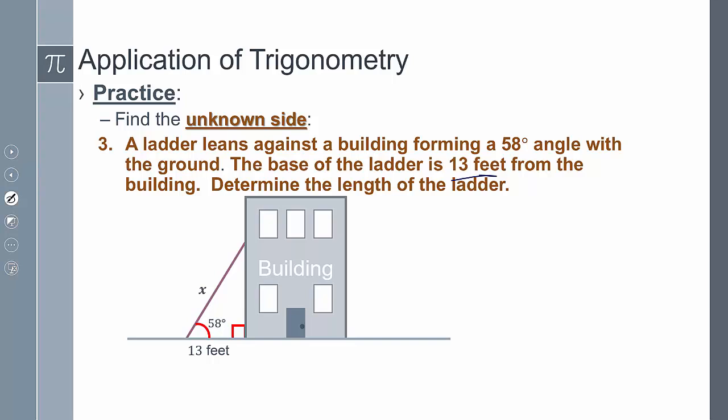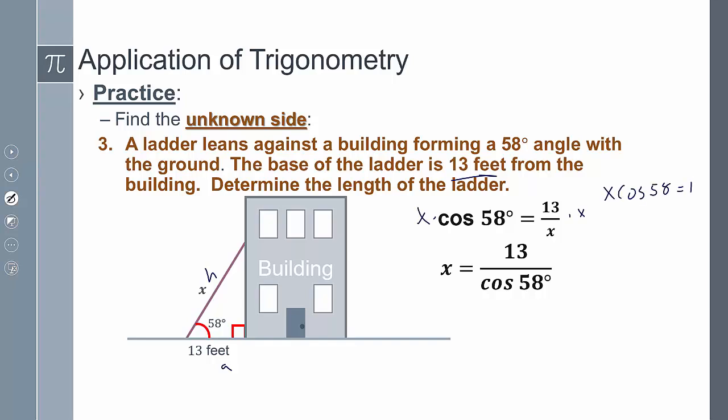In this instance, I have adjacent and I have hypotenuse. So that's going to be cosine. I'm going to say the cosine of 58 equals 13 over x. Solve for x. Get x by itself. I'm trying to find a missing side, so I can multiply both sides by x, divide both sides by cosine of 58. So then you get x cosine of 58 equals 13. Divide both sides by cosine of 58. Then enter that in your calculator, and you're going to get 24.53 feet.